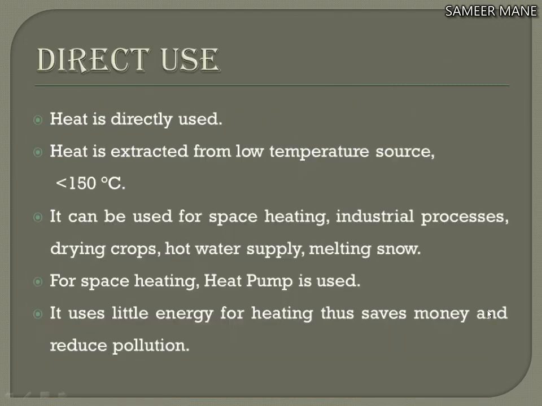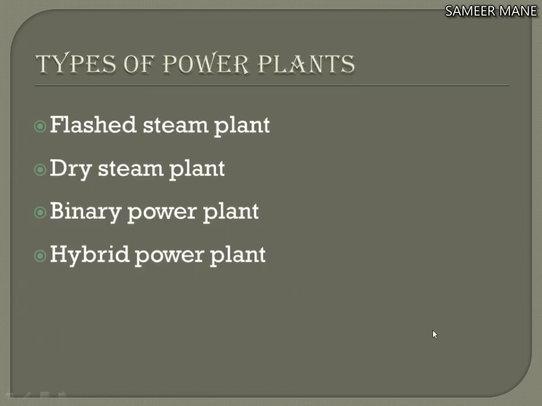Let's see the direct use of the geothermal plant. Heat is directly used. Heat is extracted from a low temperature source, that is, less than 150 degrees Celsius. It can be used for space heating, industrial processes, drying of crops, hot water supply, and melting of snow. For space heating, a heat pump is used. It uses little energy for heating, thus saves money and reduces pollution.